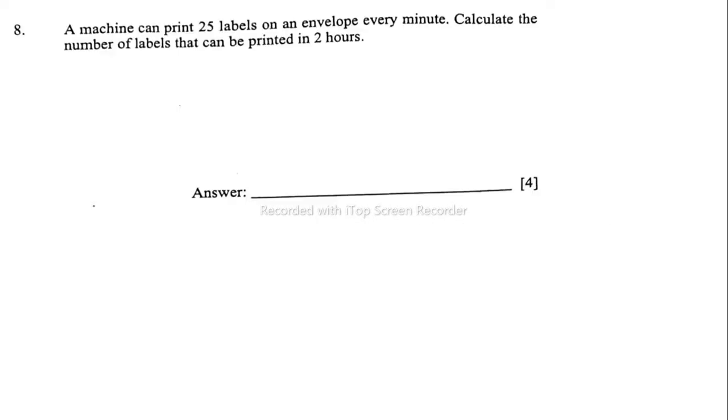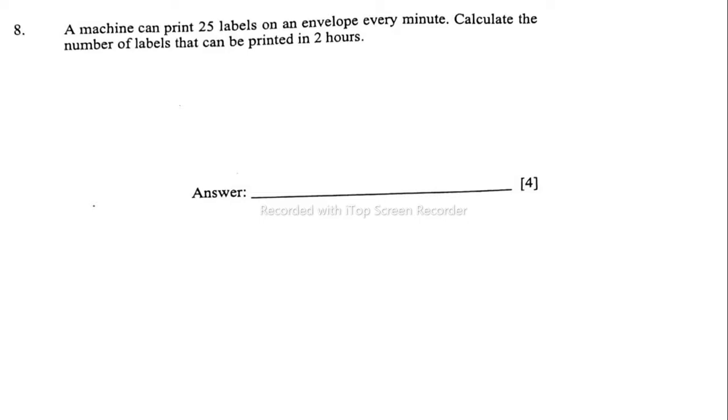A machine can print 25 labels on an envelope every minute. Calculate the number of labels that can be printed in 2 hours. How will we go about doing that? We will find out how many minutes in 2 hours. So 2 hours is going to be equal to how many minutes?